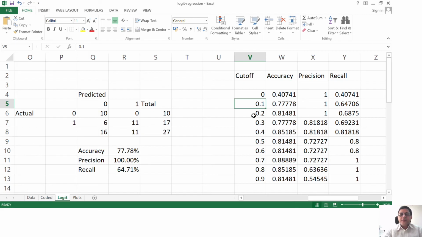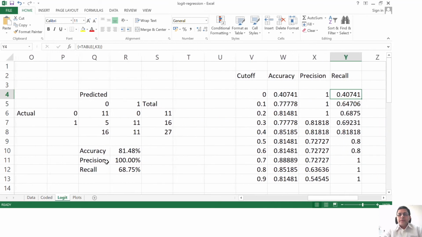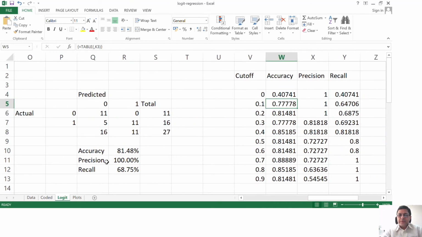So when the cutoff is 0.1, the accuracy is 0.7778, precision is 1, and recall is 0.647. Right? When the cutoff is 0.2, my accuracy goes up. Earlier it was 0.77, now my accuracy is 0.81. My precision remains 1, but my recall goes up. So 0.1 seems to be inferior, and 0.2 seems to be a better value.